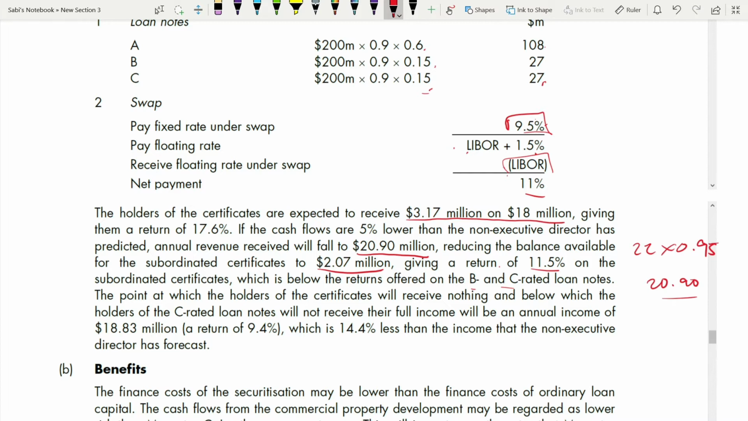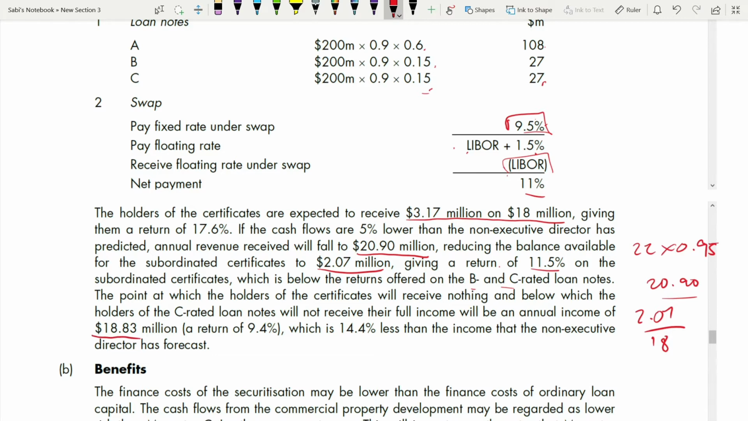Divide by 18 million, right? 2.07 divided by 18 million. You will get 11.5%. The point at which the holders of the certificate will receive nothing, and below which the holders of the C-rated loans will not receive their full income, will be an annual income of 18.83, a return of 9.4%.